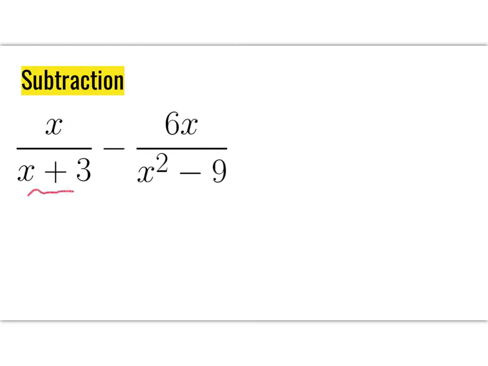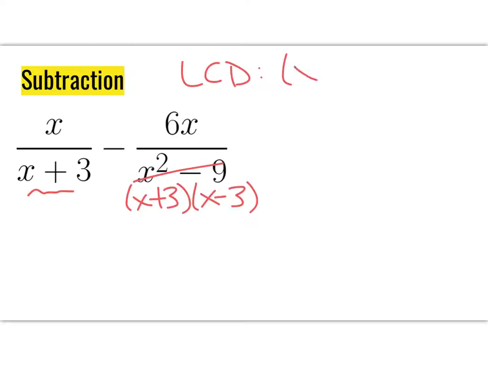X plus 3 does not factor. However, x squared minus 9, that's x plus 3 times x minus 3. So it should be pretty clear that our least common denominator is x plus 3 times x minus 3. Both rational expressions have the x plus 3. The difference is that the first one does not have the x minus 3. So let's go ahead and put that in real quick.